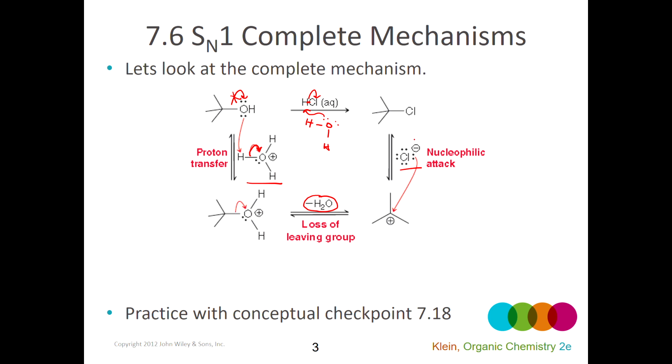Then, since the Cl minus is around, as it is the conjugate base of HCl, and it's also a pretty decent nucleophile, it can come in here and attack and produce this product. Right? So that's one full mechanism for an SN1 worked through and explained for you.